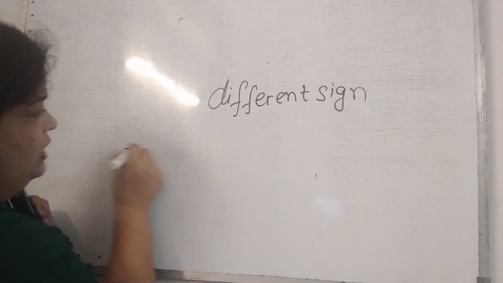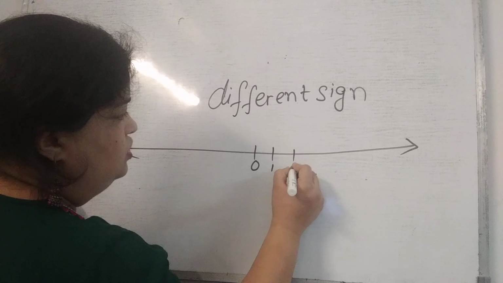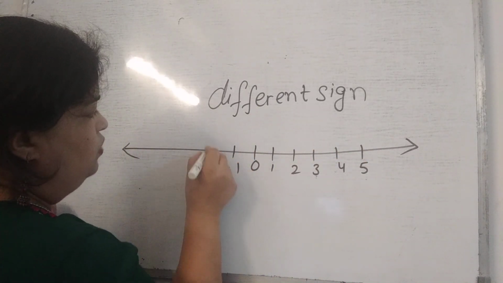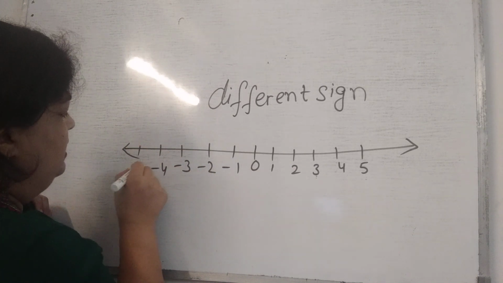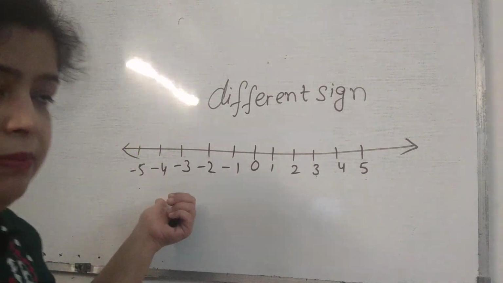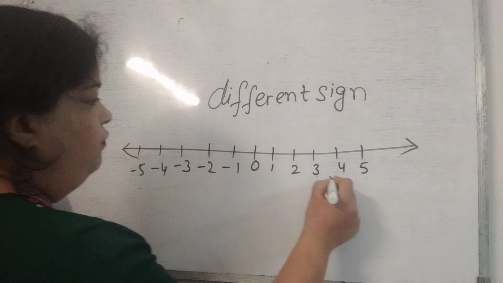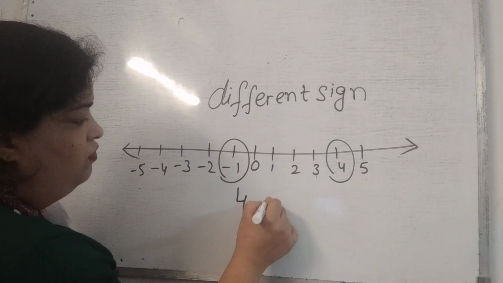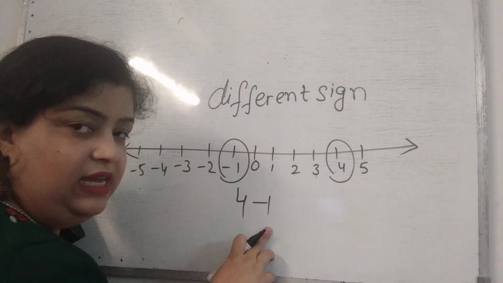Here's a number line: 0, 1, 2, 3, 4, 5, minus 1, minus 2, minus 3, minus 4 and minus 5. I am picking one negative integer from the number line and one positive integer from the number line. I am taking 4 from the number line and minus 1 from the number line. Okay? One is positive, one is negative.